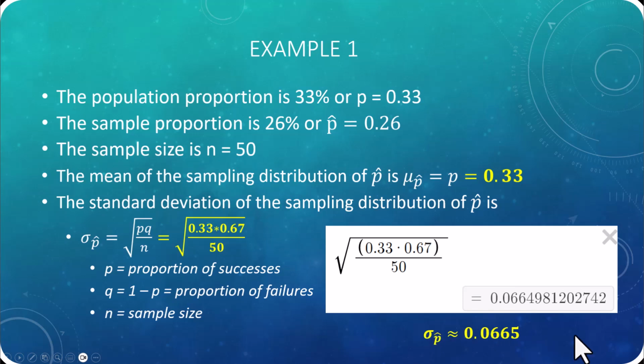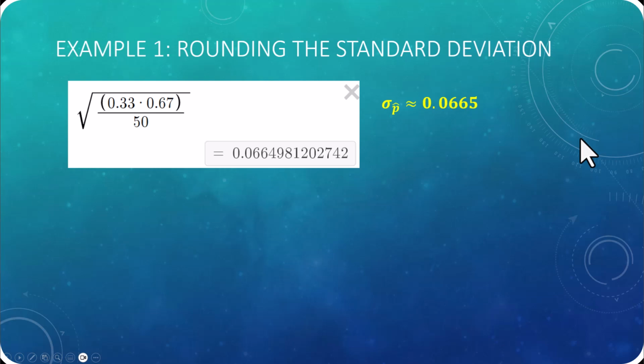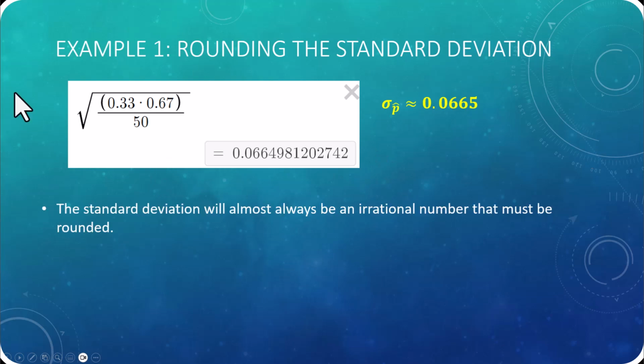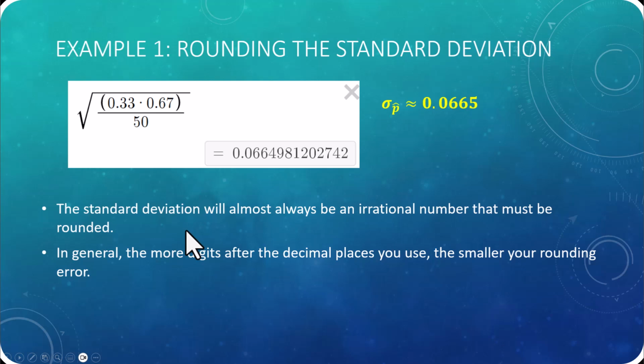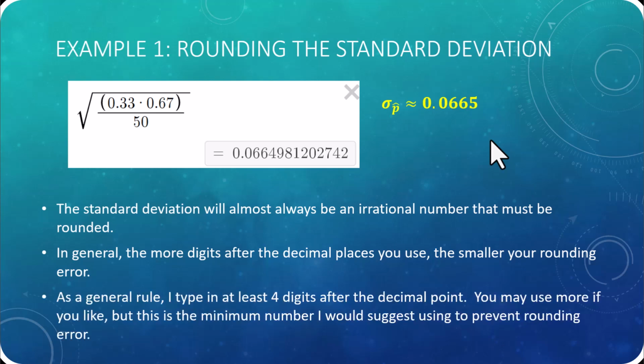So before we proceed, let us talk a minute about rounding. The standard deviation is almost always going to be an irrational number because you're taking the square root of something that is not a perfect square. So you're always going to have this rounding issue. In general, the more digits you supply, whether you're using a manual calculation or technology, it doesn't matter, the more decimal places you use, the smaller the rounding error you generate will be. As a general rule for myself, I like to use at least 4 digits after the decimal point. You can use more if you want, but this is the minimum number I would suggest using to prevent rounding error.